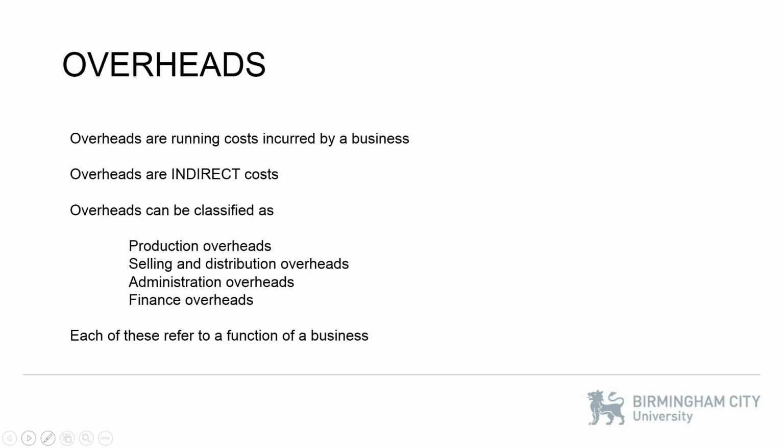So they can be production overheads, which would be things like supervisor salary in the factory, depreciation of factory machinery, heat and light of the factory. Could be selling and distribution overheads, which could be sales staff salaries, delivery driver salaries, costs of delivery. Administration overheads, which could be admin staff salaries, and finally finance overheads, which are overheads in relation to the finance of the business, such as interest on loans.